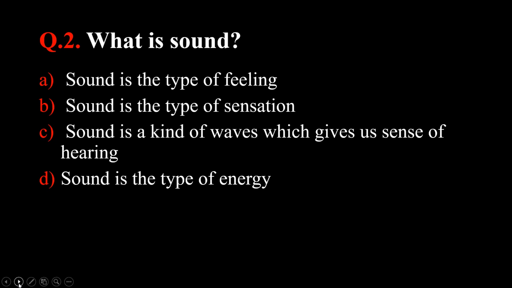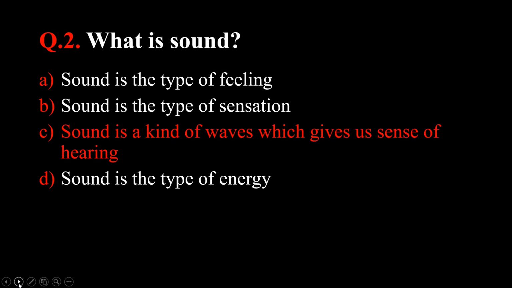Second question, what is sound? Option A, sound is a type of feeling. Option B, sound is a type of sensation. Option C, sound is a kind of waves which gives us the sense of hearing. Option D, sound is a type of energy. And the correct answer is option C, sound is a kind of waves which gives us the sense of hearing.